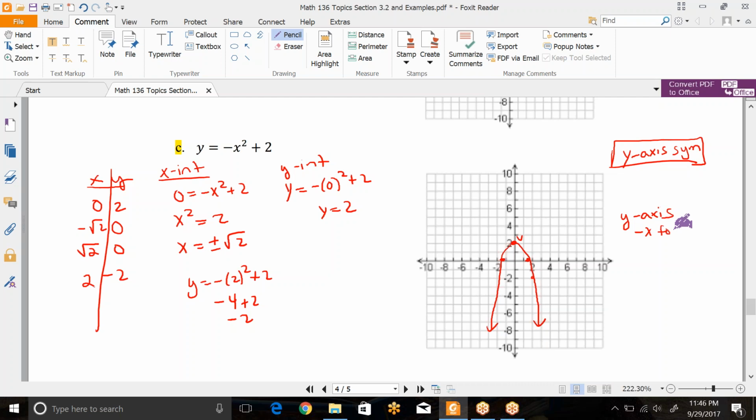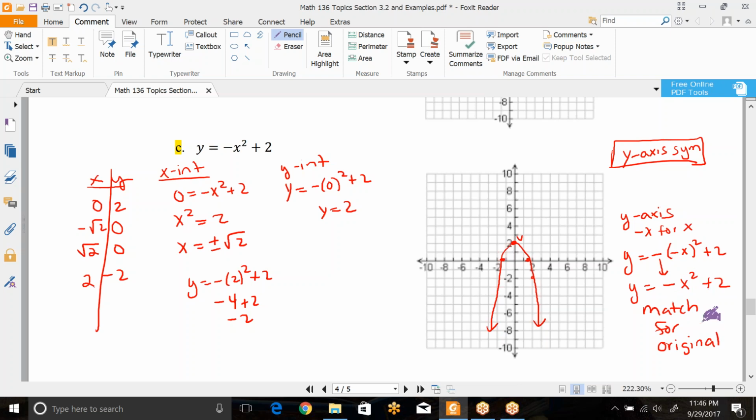So we change negative x for x. So y equals negative, because that's in front of the x, negative x squared plus 2. If you square a negative, it comes out positive, but you still have that negative that's in front. This is a match for the original. So plugging in that negative x did not change the structure of the equation at all. So that's when it passes the test.